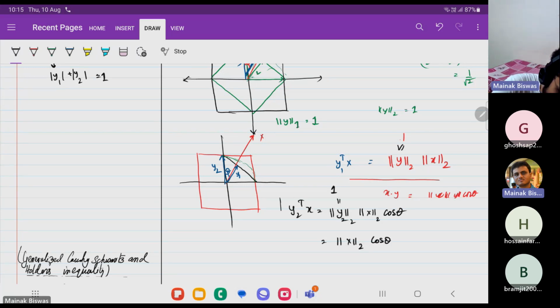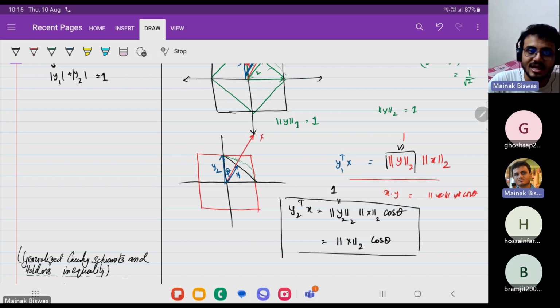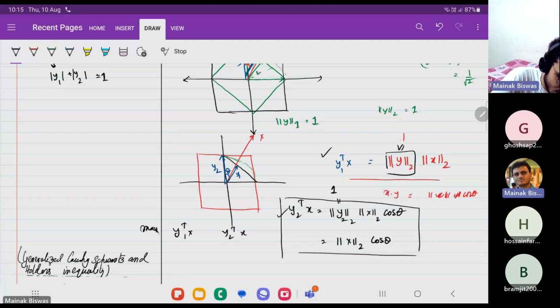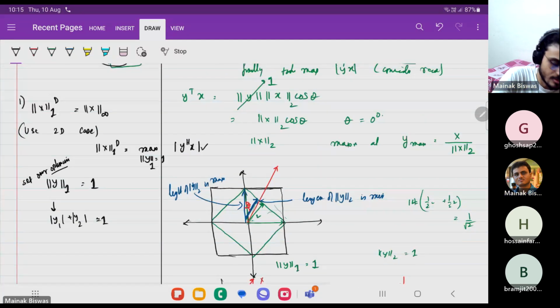So we have found one of the dot products. This is found. But we don't know the length of this. Do you agree? We have to find the length of this to complete the proof, to compare which is greater, this one or this one. At the end of the day, we have to compare y1 transpose x and y2 transpose x. Which one is greater? We'll take the max of these two by the definition of the norm, right?